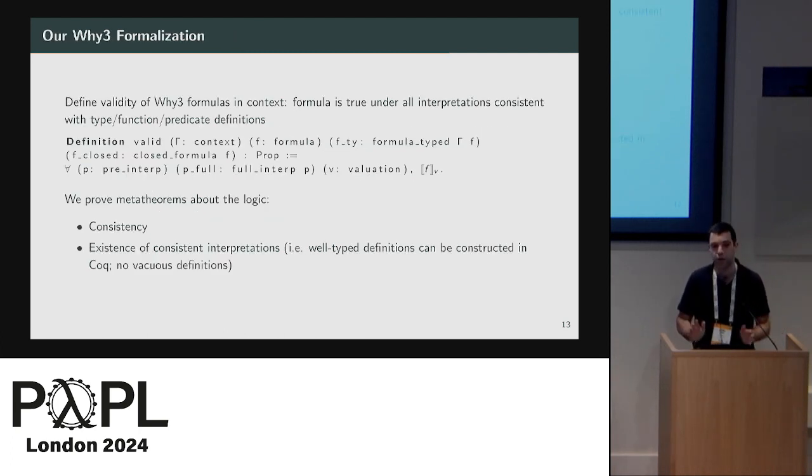But once we have all that, we can define completely what it means for a Why3 formula to be valid in a given context, which means that it's true under every interpretation that's consistent with all of the previously defined definitions. And we can prove some meta-theorems about the logic, like the fact that it's consistent and the fact that consistent interpretations exist, which means that if I have a list of well-typed Why3 definitions, I can always construct the corresponding Coq object. And it means that we're not accidentally creating vacuous definitions in Why3.